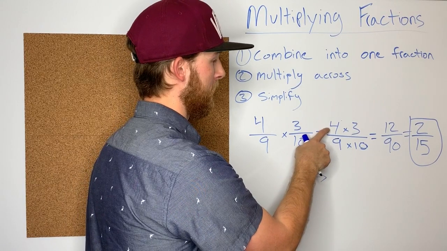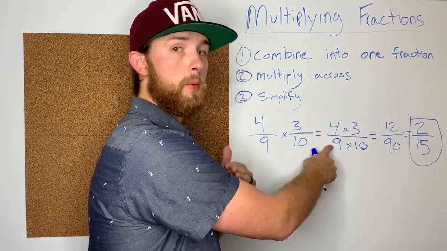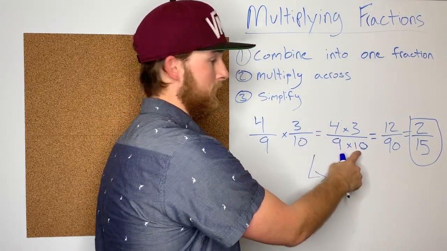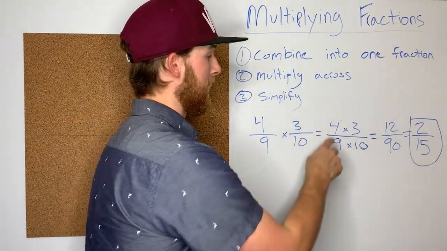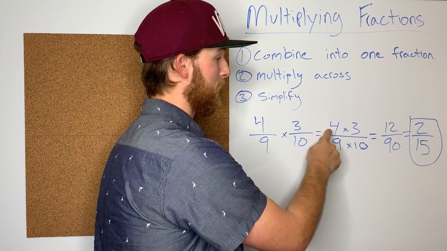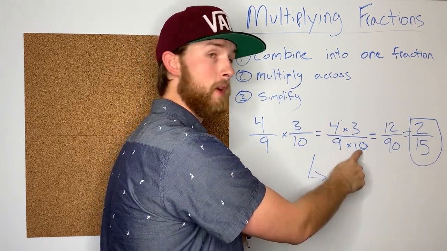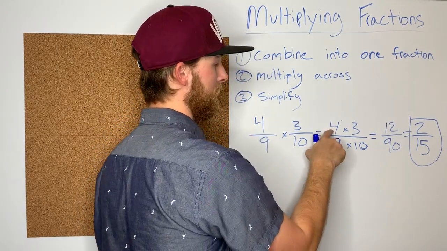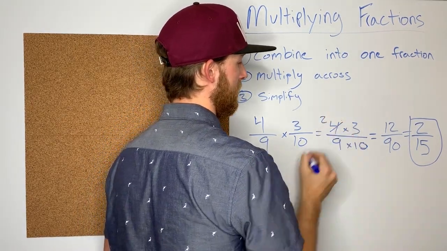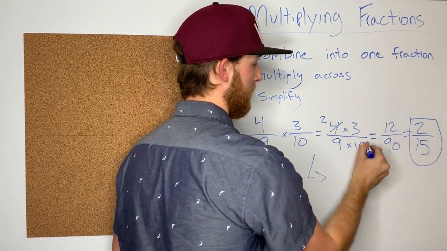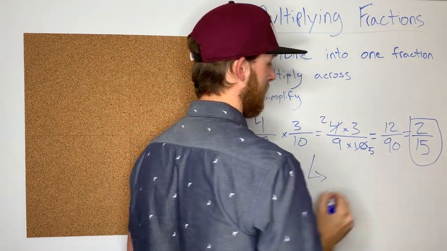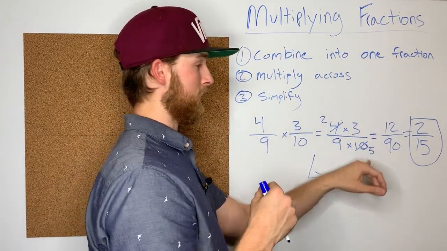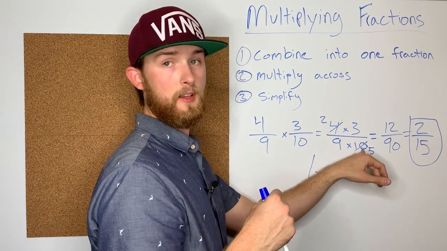So for example, 4 and 9, there's no number that can go into both of those numbers, right? But 4 and 10, they're both even numbers, right? So we can actually divide the 4 by 2 if we divide the 10 by 2 as well. So what I mean by that is we can say 4 divided by 2 is 2. 10 divided by 2 is 5, right? So if you look there, all we did was take a 2 out of there. Because if you did 2 times 5, you get back to 10.